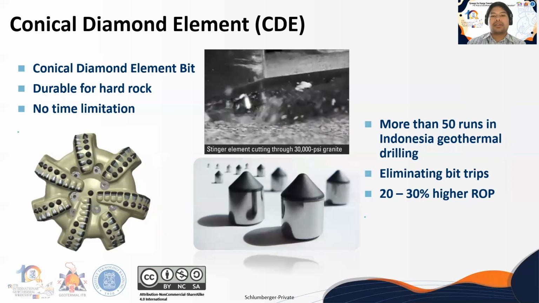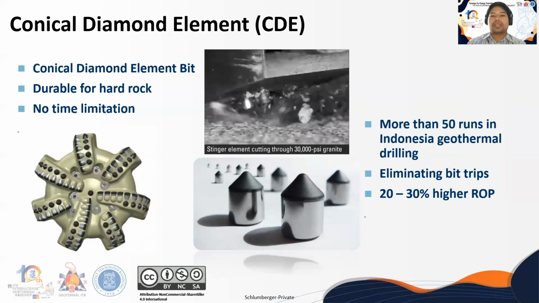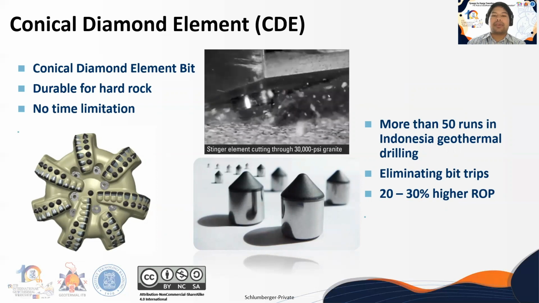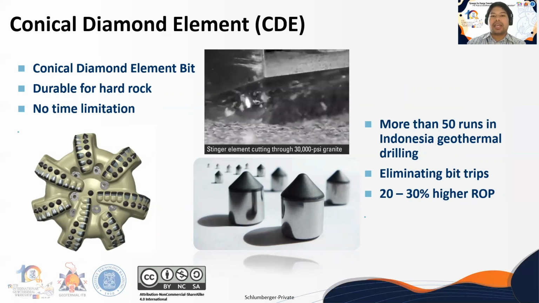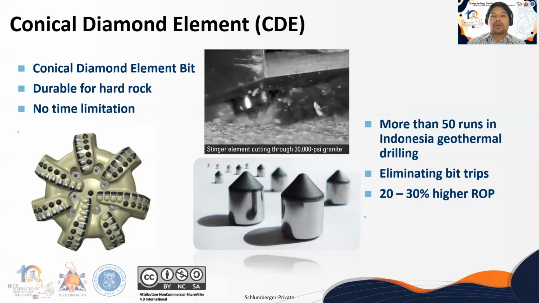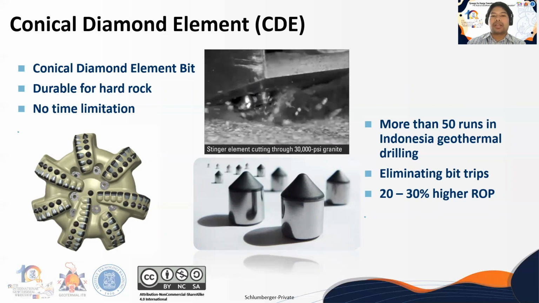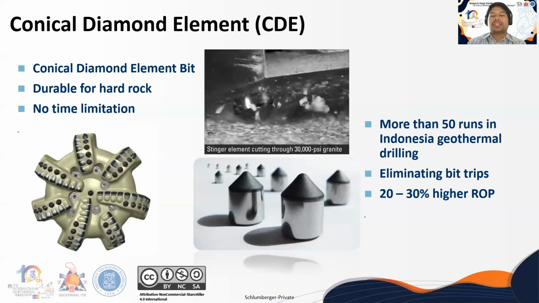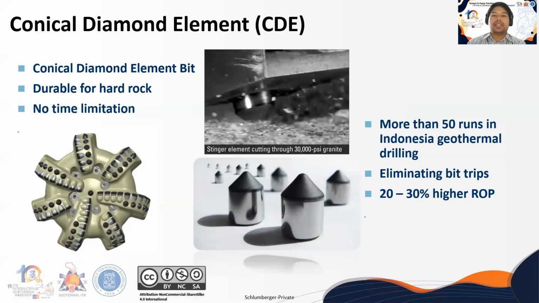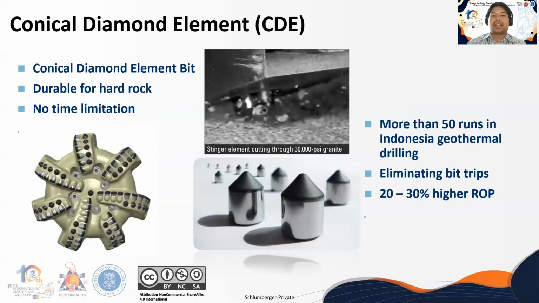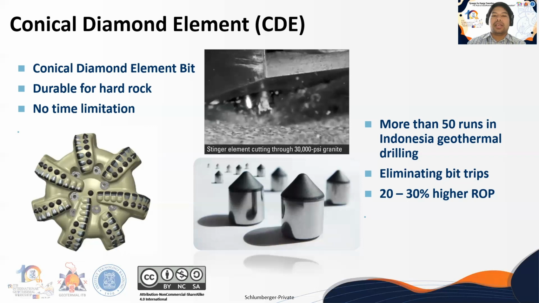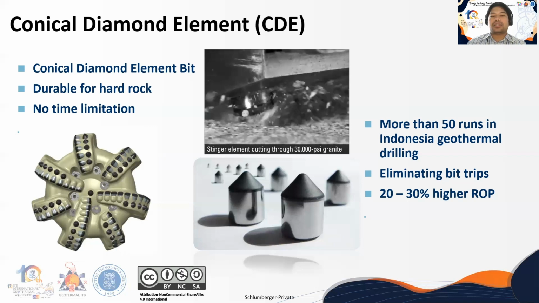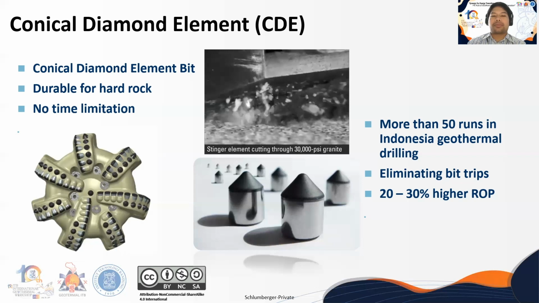There is a new bit design called conical diamond element bit that combines the strength of roller cone and PDC bits, which is durable but doesn't have a time limitation. CDE has a conical cutter on the bit body that plows the rock, and the conical diamond elements are placed on the bit body to protect the PDC cutter and ease the workload. Since 2016, the CDE bit has been run in 50 different runs in many geothermal fields in Indonesia. On average, CDE bits eliminated bit trips due to KRF limitation in TCI bits and generated higher ROP.